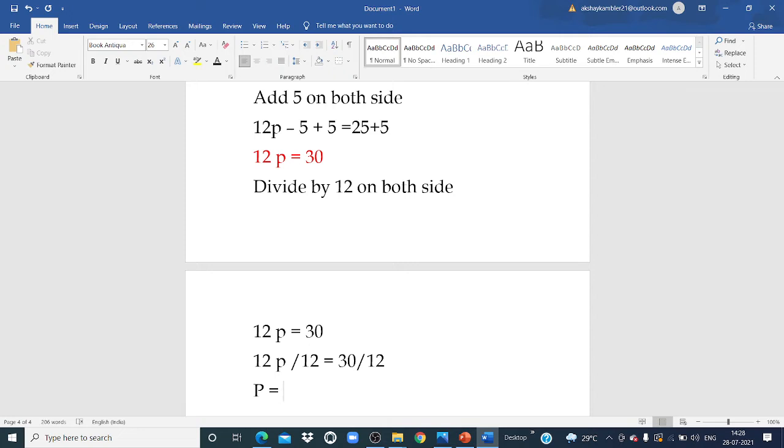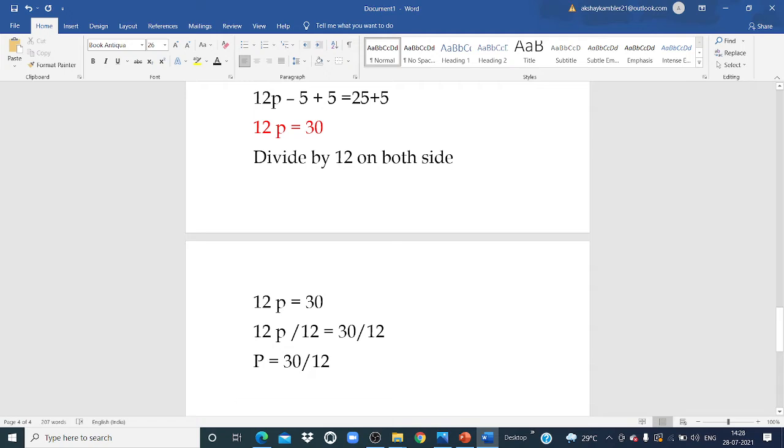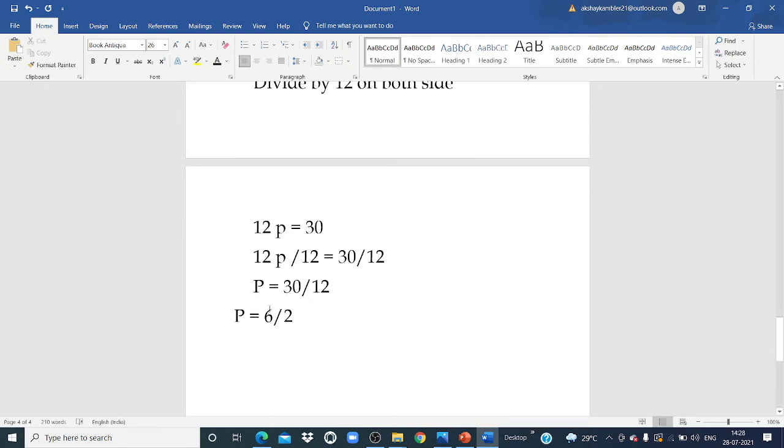Yes, is that clear? 30 divided by 5. You can solve this example. The solution is P is equal to... can we divide directly? No. Now we can do the division of 30 divided by 12 by 6. So 6 5s are 30, 6 2s are 12. So the answer, what is the value of P? The answer is P is equal to 5 by 2.